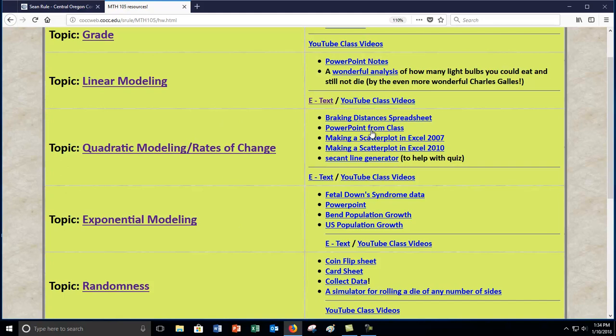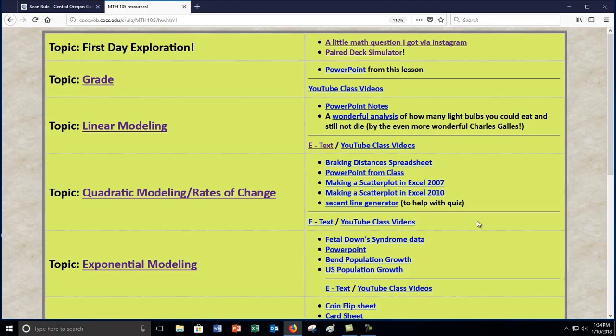Okay. And these other resources over here we tend to use in class, making a scatter plot, PowerPoint from class, breaking distances, spreadsheet, all those things we use in class. So you don't have to worry about that right now. We'll explain that as we go.